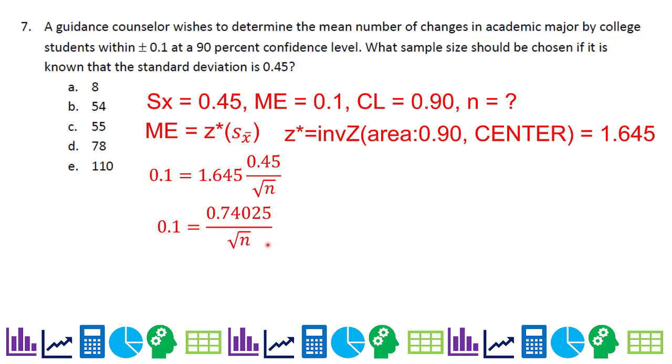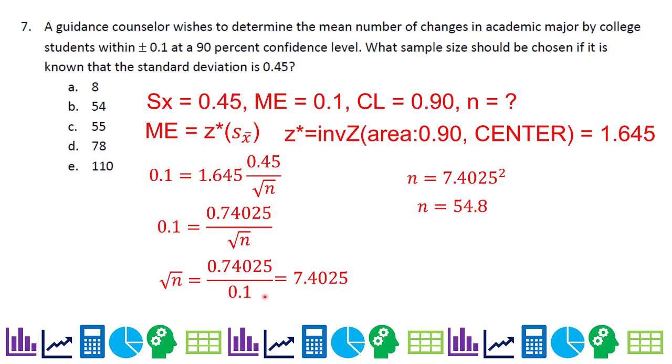0.74025. Then I can divide, cross multiply basically. Square root of n comes up here, 0.1 comes down there. Go ahead and divide and then square both sides. So we have 54.8. Always round up. Even if that was 54.1, we would still say 55, or C.